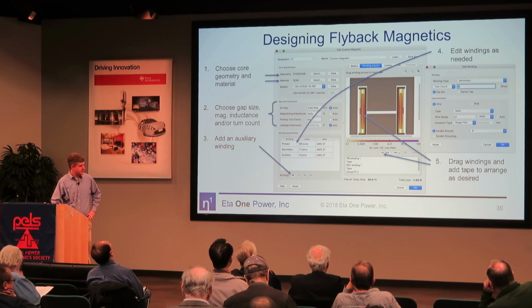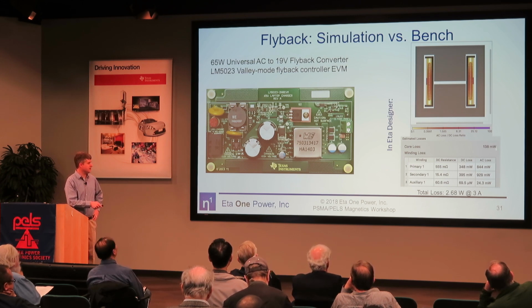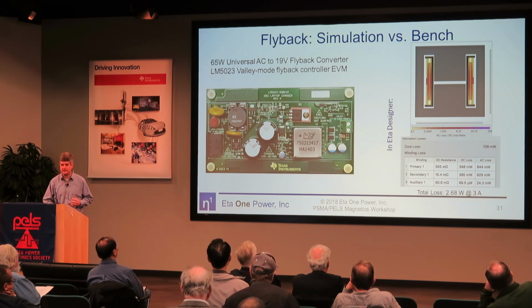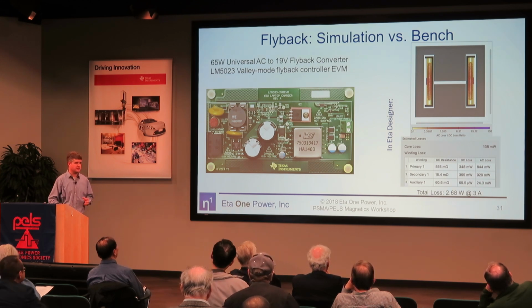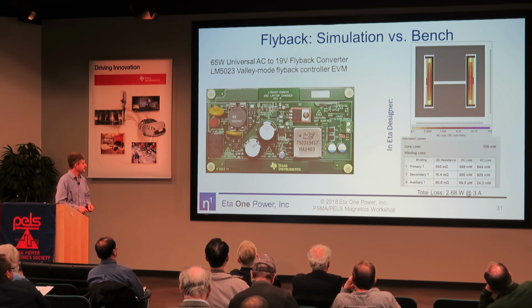And on the next page, you can actually see a breakdown of the losses, your DC loss, your AC loss, your core loss for each of the windings. So you can understand where all your losses come from, maybe make some choices of positioning or wire choice.